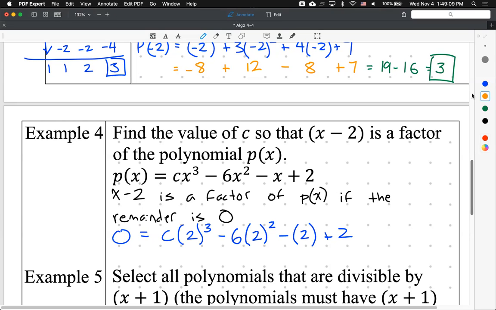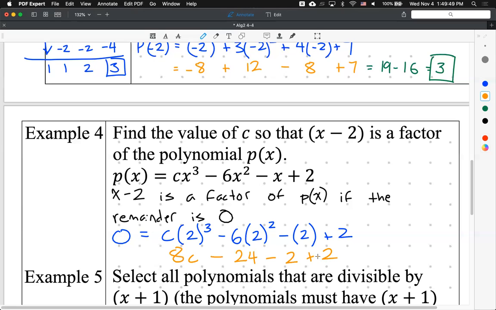Yeah, Jenny? What's going to be 8? 2 to the power 3? Yeah, I agree. So 2 to the power 3 is 8. I'll write it down. So I have 8 and still times C minus what? It's either Gunnar or Josie. 6 times 2 to the power of 2. Gunnar, go for it. 24, good, yeah, because 2 to the power of 2 is 4. 4 times 6 is 24. And then I'll just write down the minus 2 plus 2.